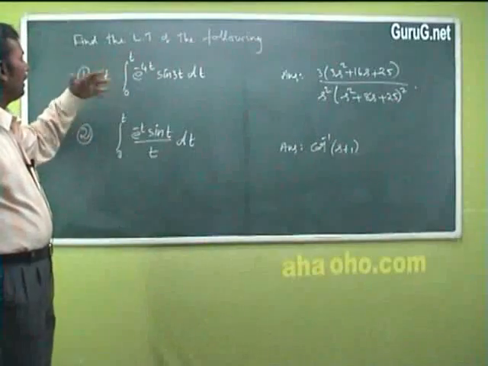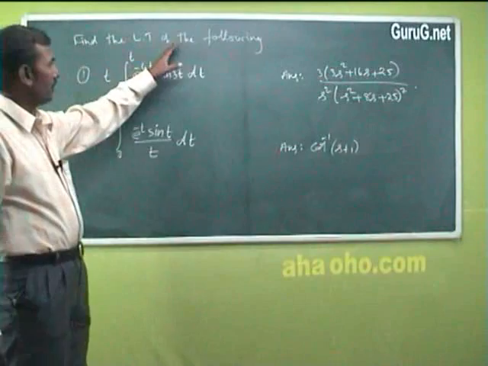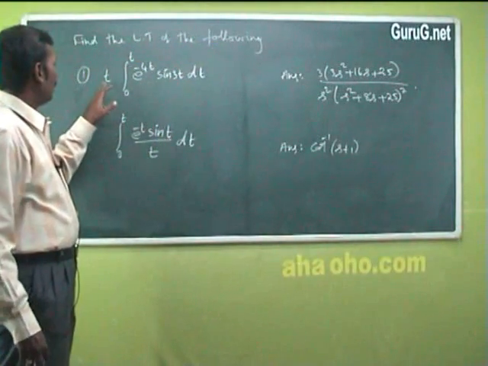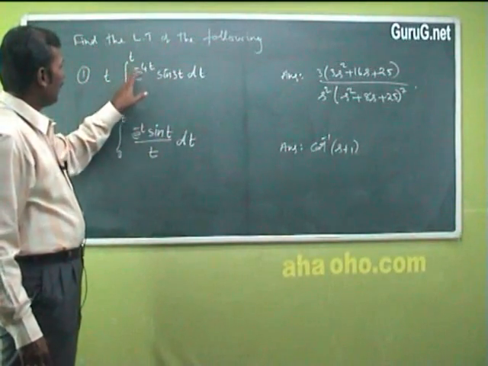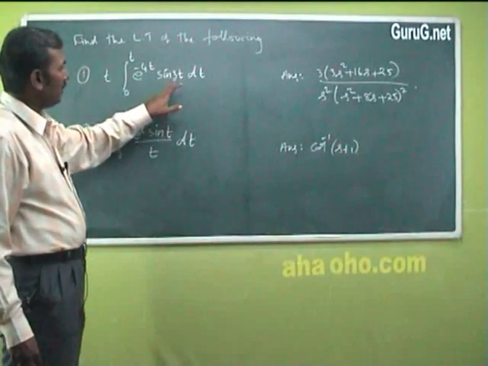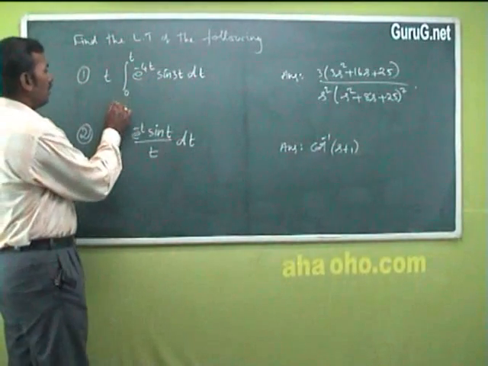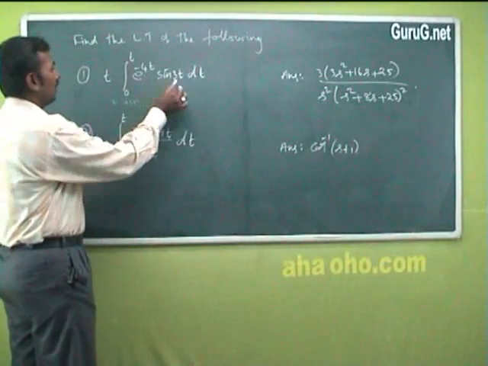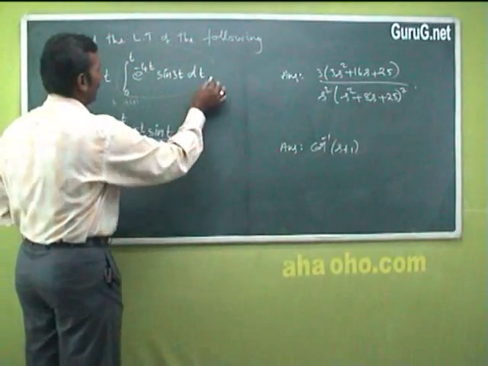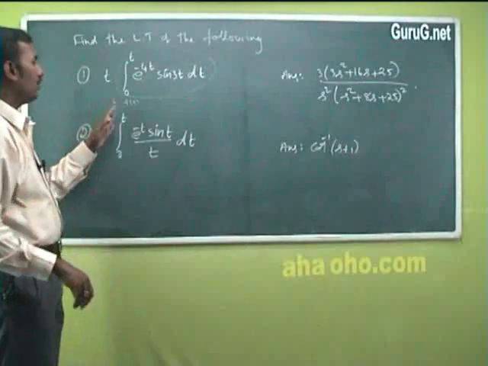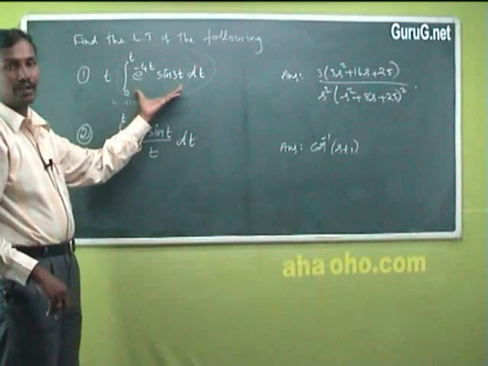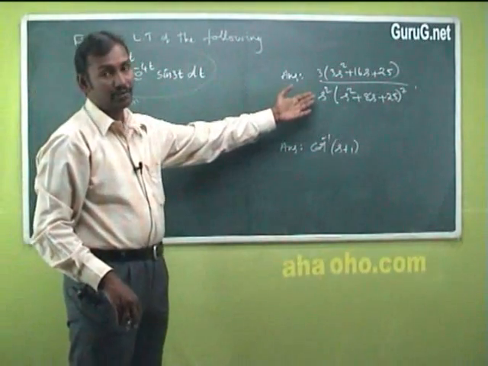Clear? We'll try this problem. Find the Laplace transformation of the following: t into integral 0 to t e power minus 4t sin 3t. Now, which formula is this? It is the t into f of t formula. So first I take this as f of t. Now t into f of t is minus d by ds of this. Okay? Then you try this. Verify these answers.